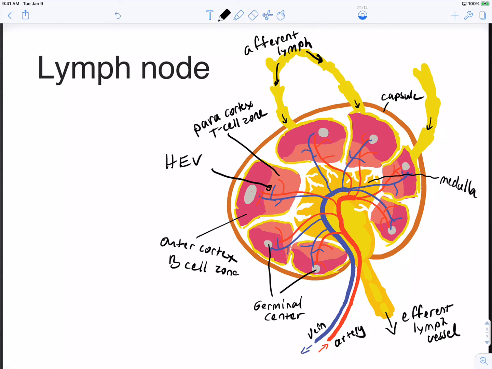Okay, so T cells in the T cell zone, which is the paracortex. B cells in the B cell zone. This is also called the B cell follicle. You might hear that term. It means the same thing. Outer cortex, B cell zone, B cell follicle is where the B cells are in the lymph node. And then the germinal center is a dark, dense center within the B cell follicle where the cells are actively replicating and making antibodies.